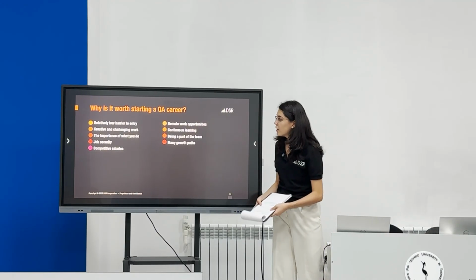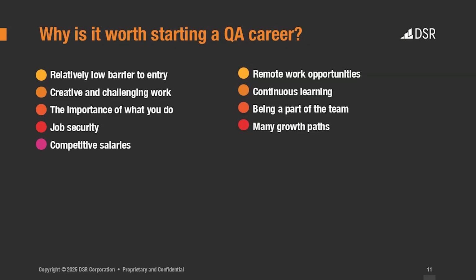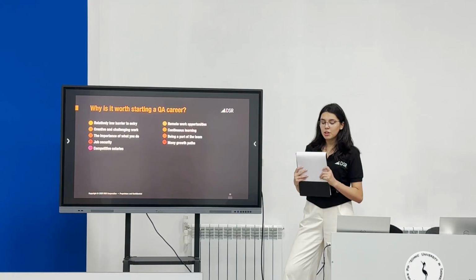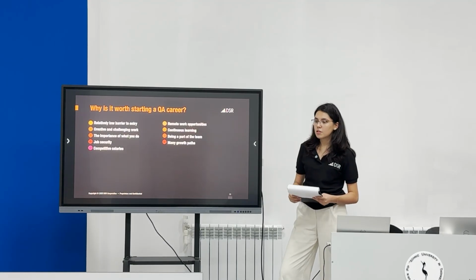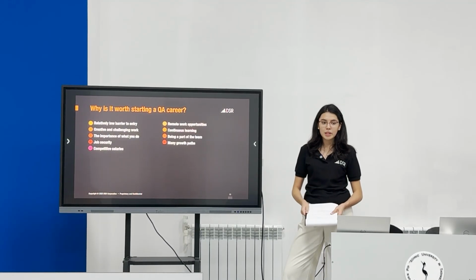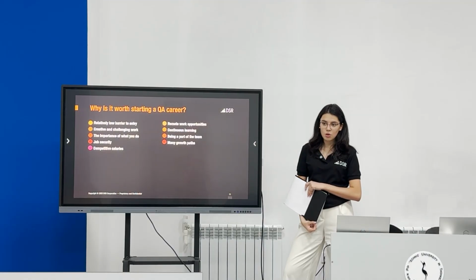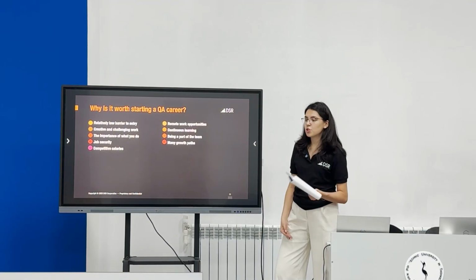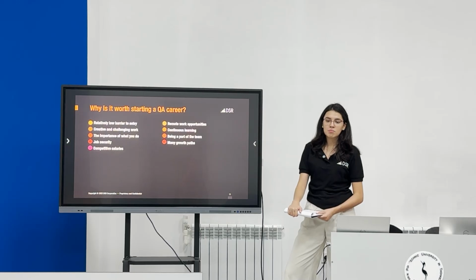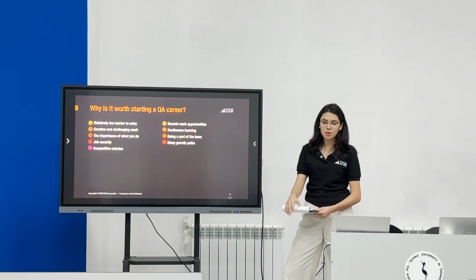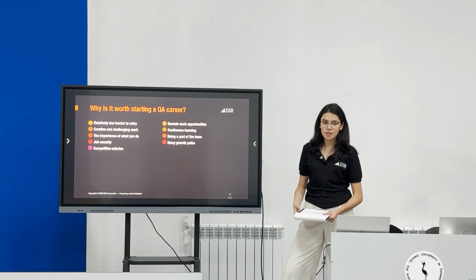Then, job security. Even though I mentioned that one of the growth paths is to go into automated testing, it's actually really hard to automate the responsibilities of a QA engineer completely. Sometimes it's even impossible, or even if it's possible, it can be very, very costly. So it's easier to just do it manually. And sometimes the machine just cannot grasp the things that a human eye can.